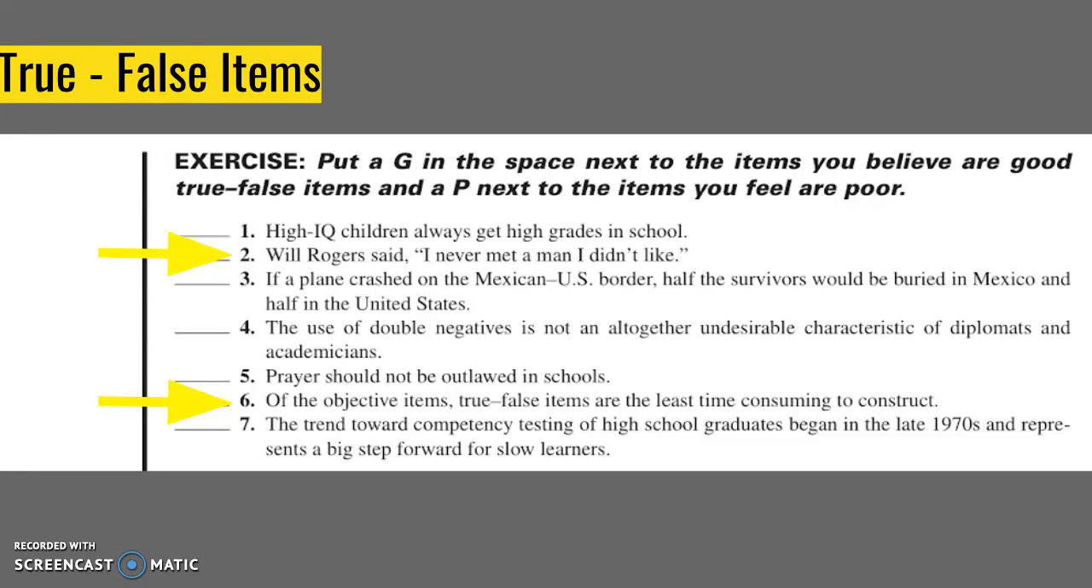Now, number 6, of the objective items, true, false items are the least time consuming to construct. That's a good example of a good question. And number 7 is poor. Again, it asks 2 questions in one.